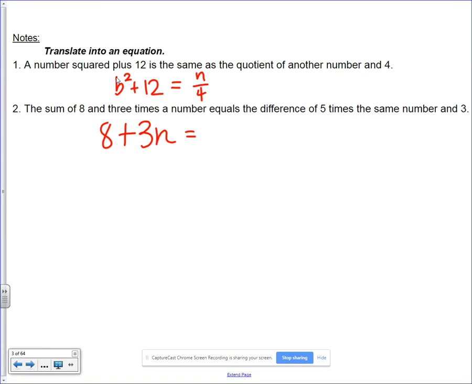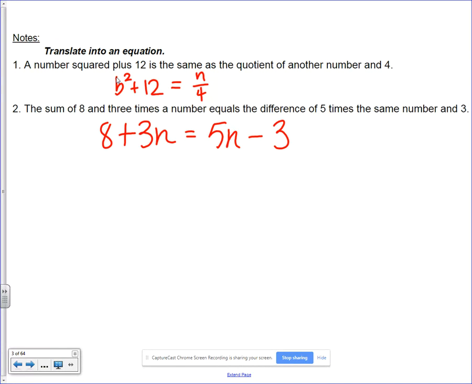Equals. What does difference mean to do? Subtract. So would it make sense for me to say equals subtract? No. The subtracting has to go between two things. And it says the difference of 5 times the same number. So what letter do I have to use? I have to use the N again. And then 3. Questions here, folks? Doing okay? All right, pretty good. Pretty good.